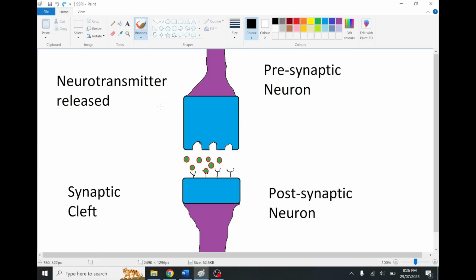Okay, so now we're going to look at neurotransmitters. So we'll start with the presynaptic neuron, which in this case, let's say, is releasing serotonin. So the neurotransmitter will come out of these gates, and they will bind to the receptors on the postsynaptic neuron.